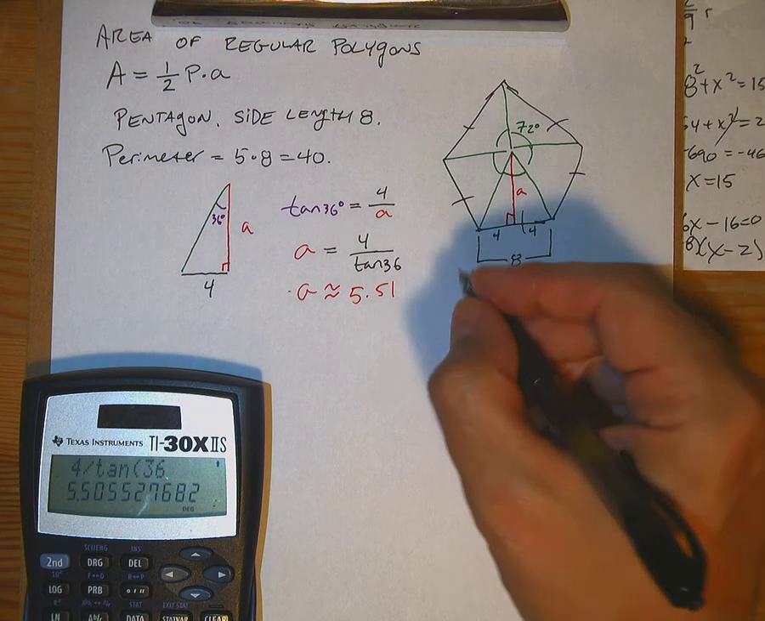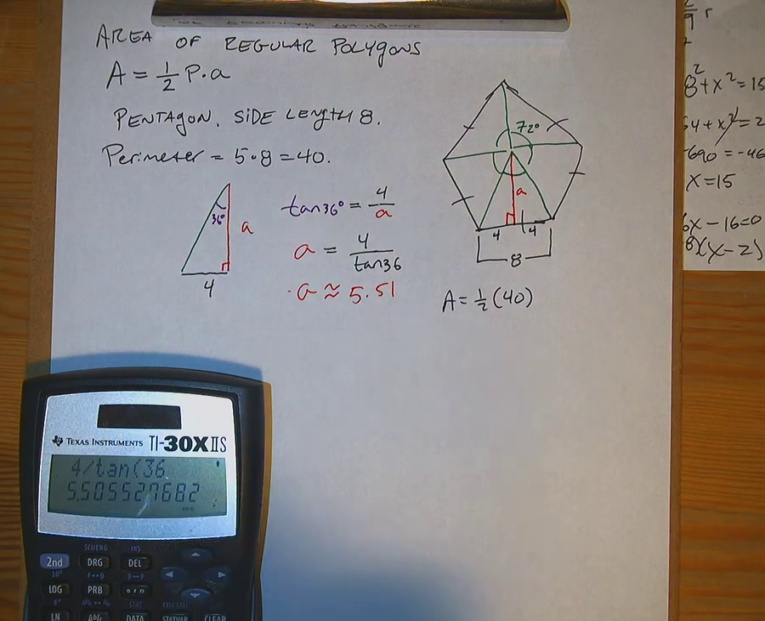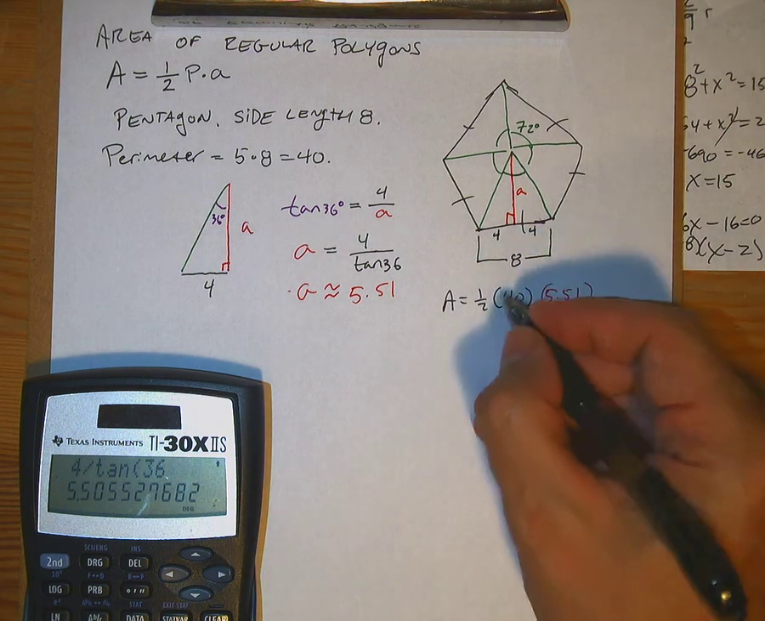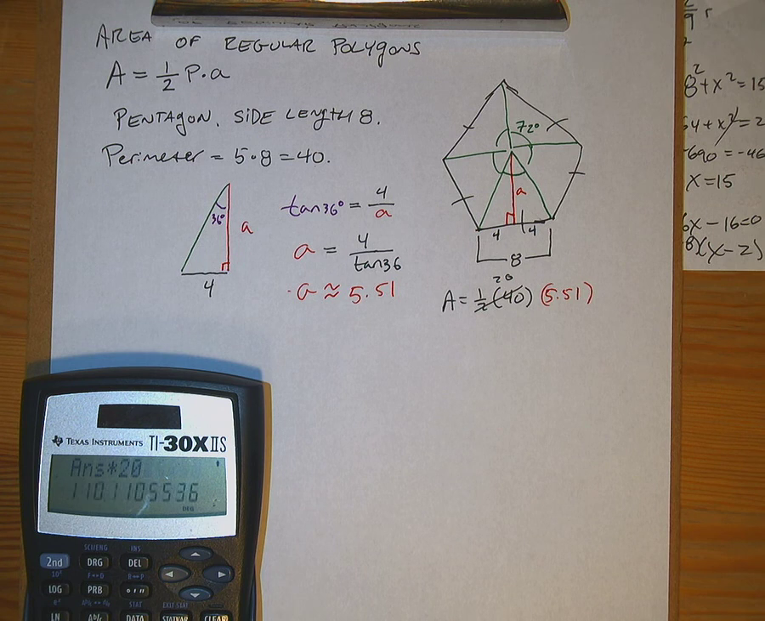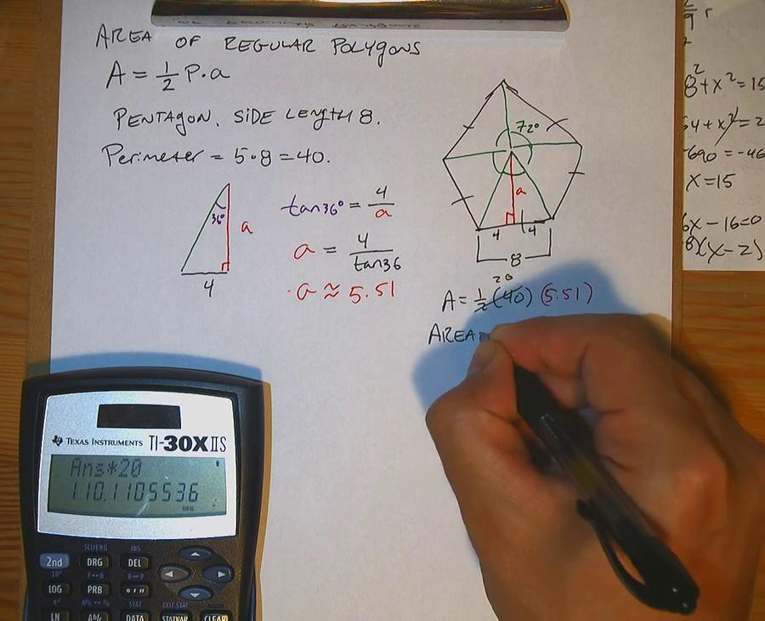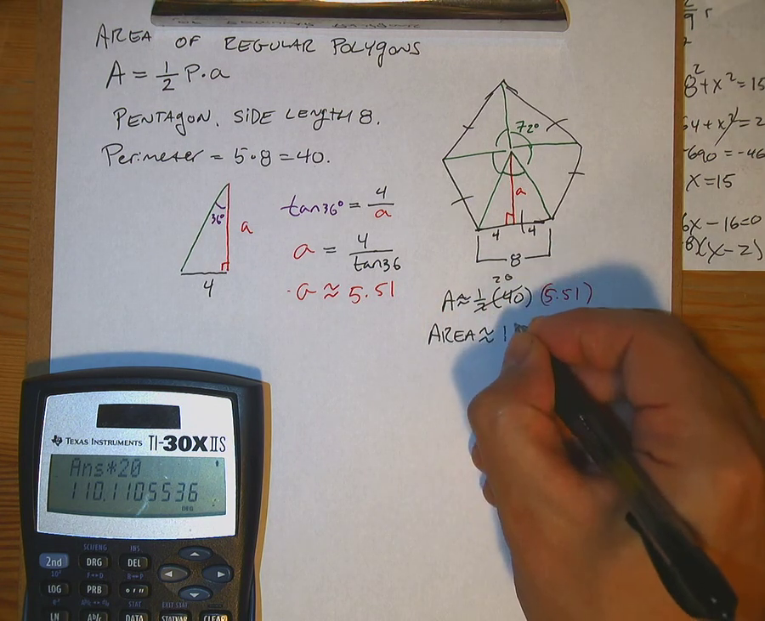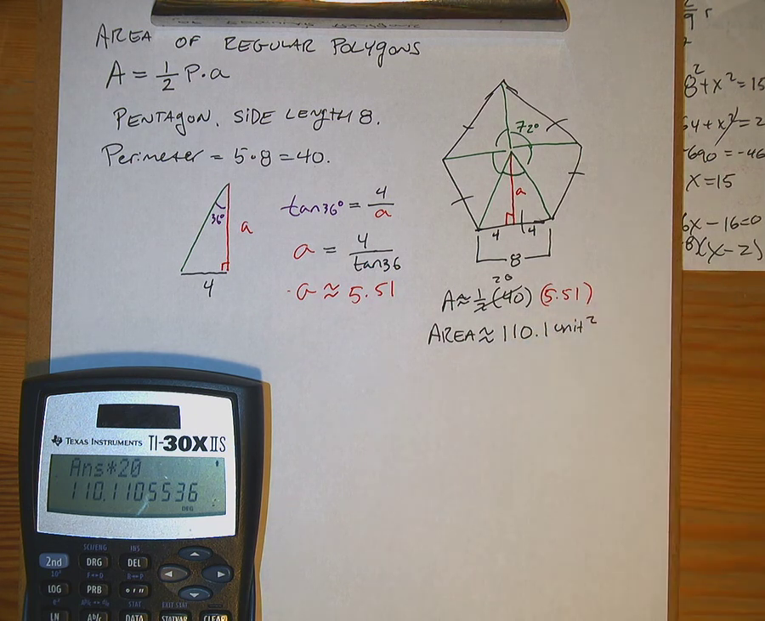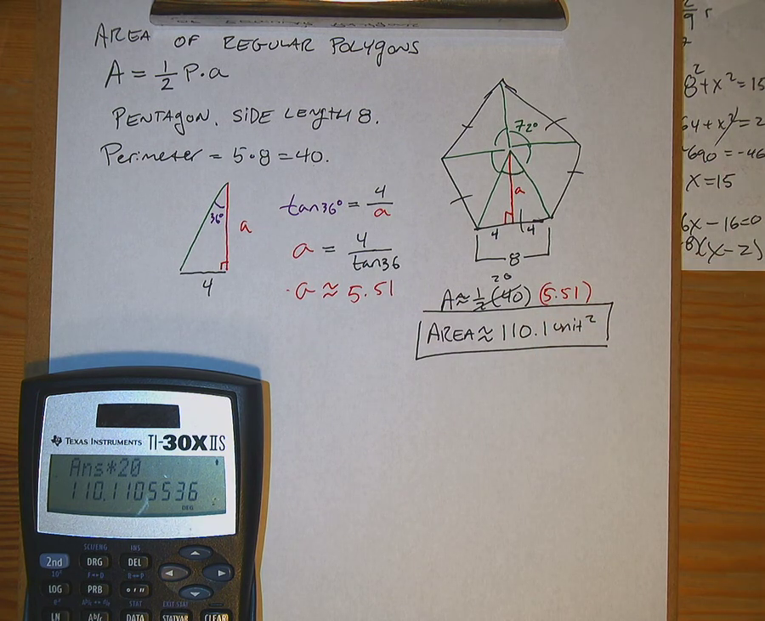And so now I've got a, I've got my perimeter P, and now I can just plug it into the formula. So the area of this pentagon will be equal to 1/2 of the perimeter, which is 40, times the apothem, which is 5.51. Well, I'm going to cancel those out and just make those 20. So I'm going to multiply what's in my calculator by 20 so that I don't have to deal with the rounding errors. And what I have is that the area is approximately 110.1 units squared. So that was the area of the pentagon that's got a side length of 8.